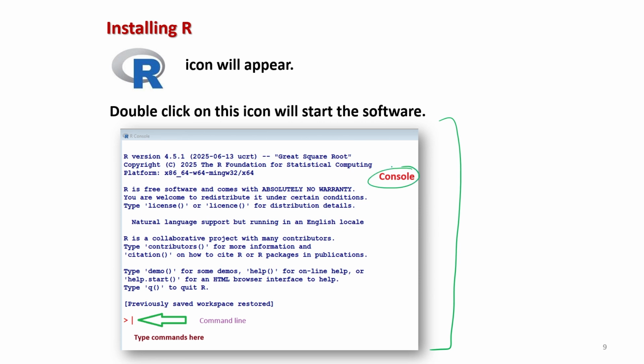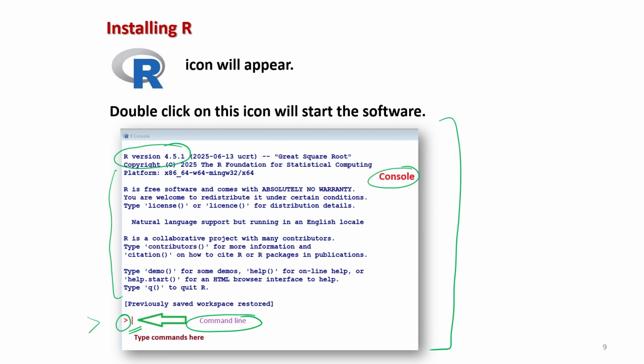This is the terminology. At the moment when I am recording this lecture, R version 4.5.1 is available, and you can see they have given different types of instructions. And here there is a red greater than sign. This is the place where you type all your syntax and commands. This is called the command line.